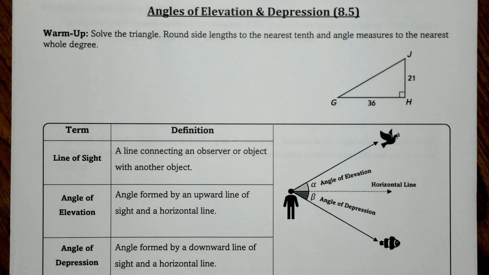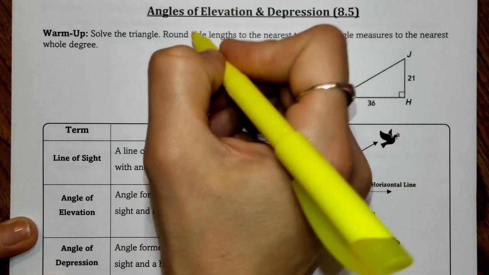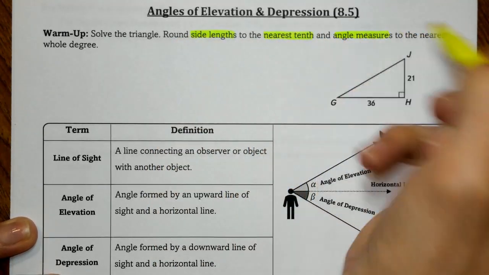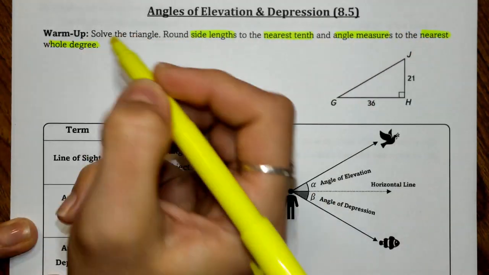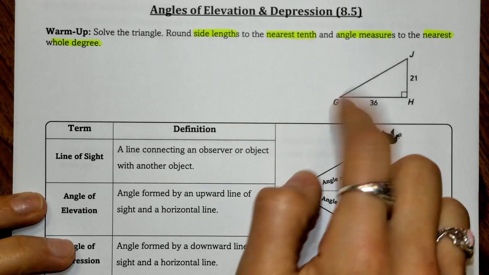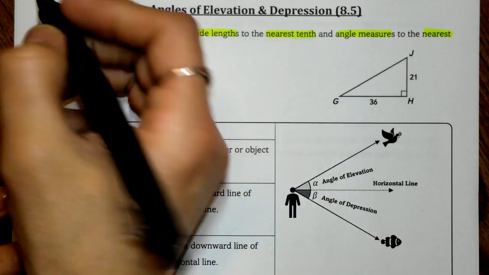What we need to make sure we read carefully is that we're going to round the side lengths to the nearest tenth and the angle measures to the nearest whole degree or whole number. We talked about how to solve the triangle here. We're going to find the missing side GJ. You can't use trigonometry because we don't have a reference angle, so we have to use the Pythagorean theorem.